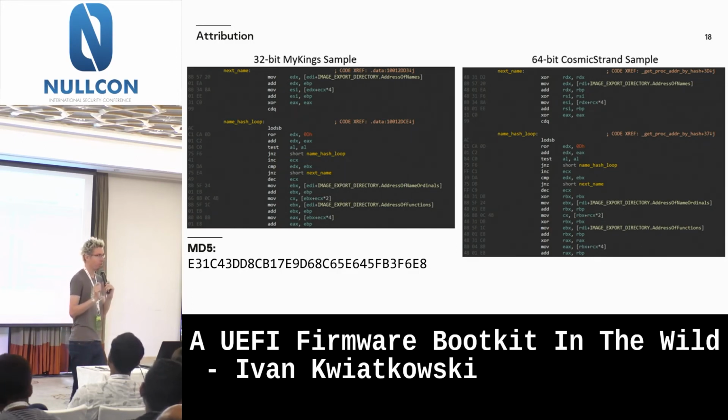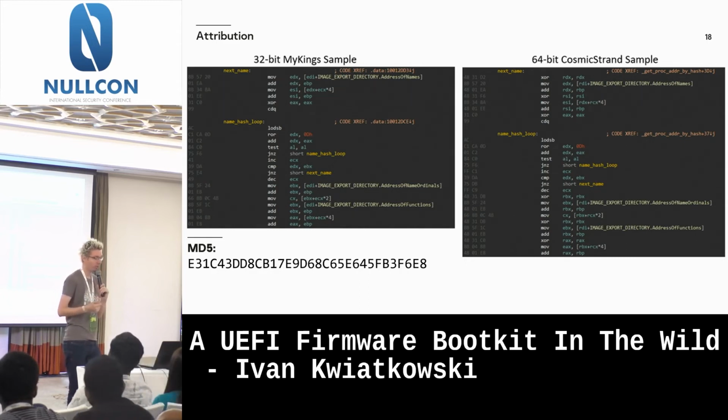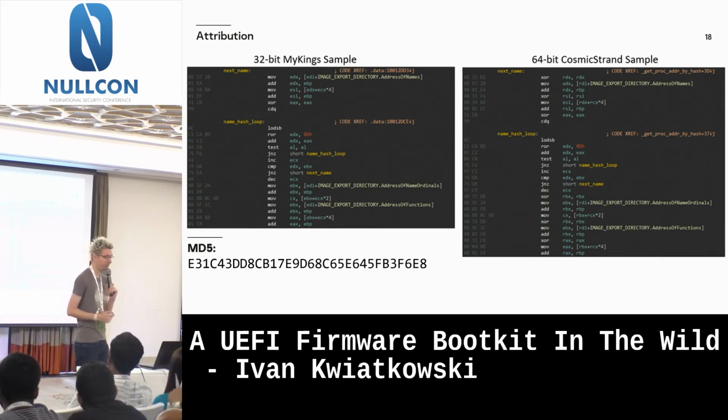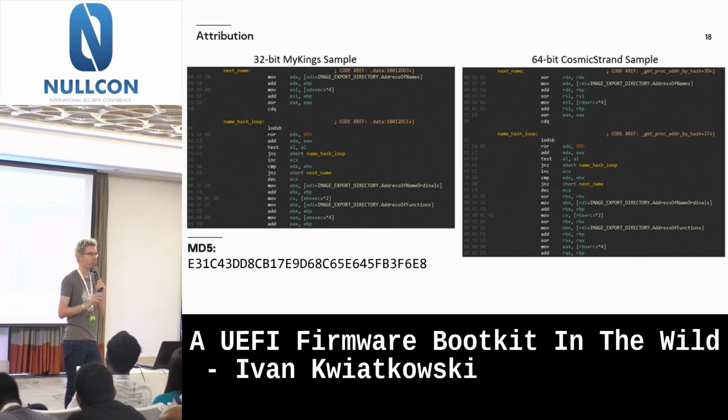The particular sections that are very interesting in terms of code similarity are related to a quite unique ROR13 based name hashing algorithm. This is what you see here on the screenshot, and I'll show you the equivalent Python code in the next slide, but this is just some simple code that the attackers use in the kernel to hash API names and recognize all the functions that they need.